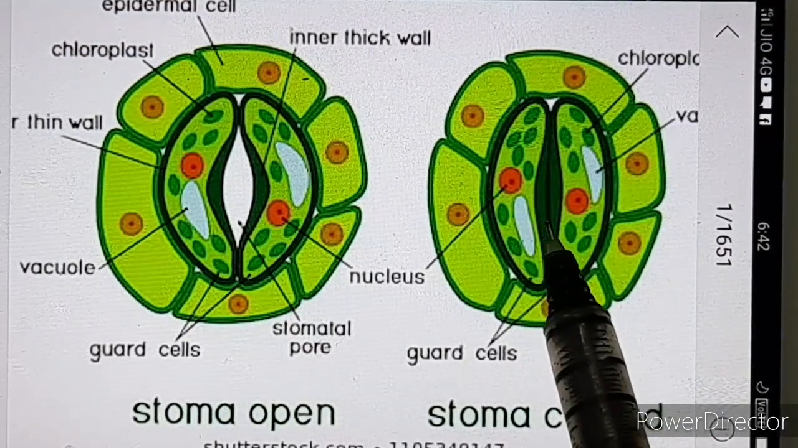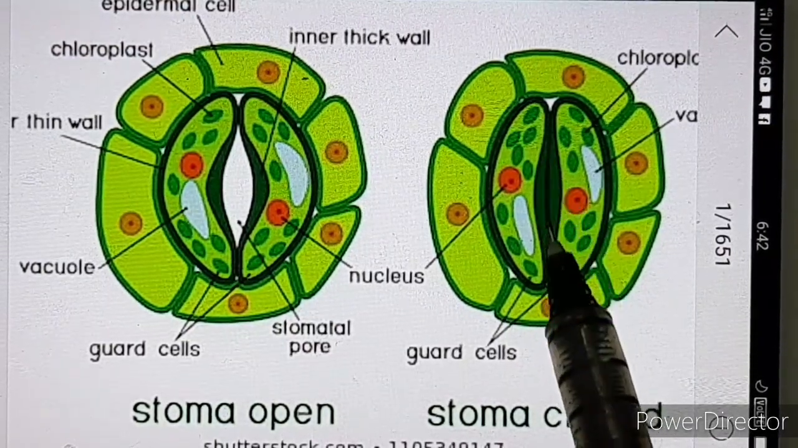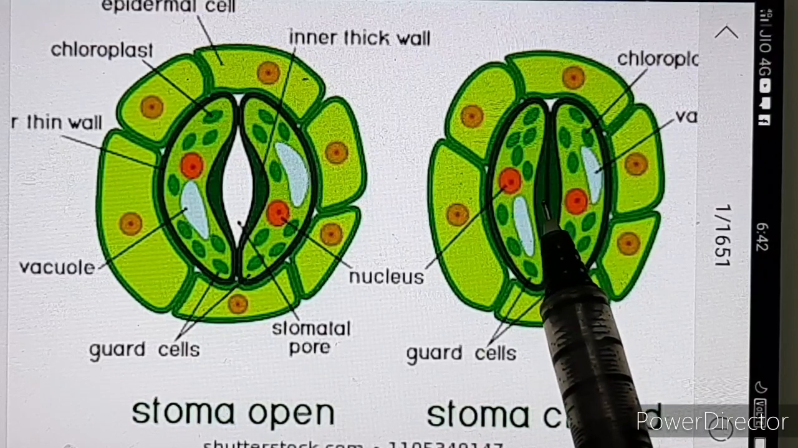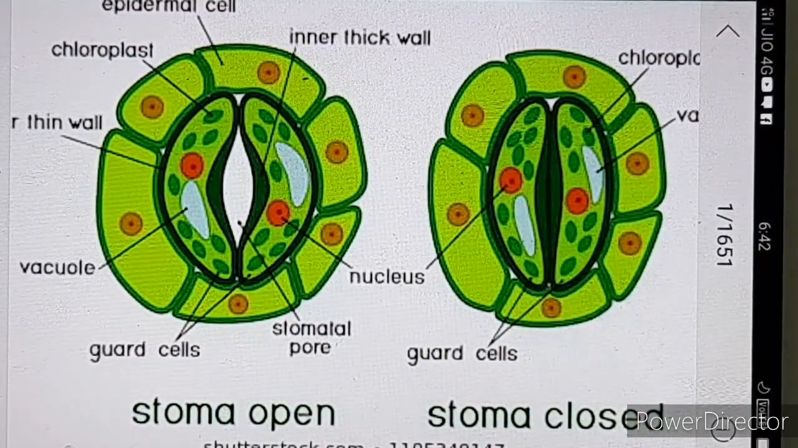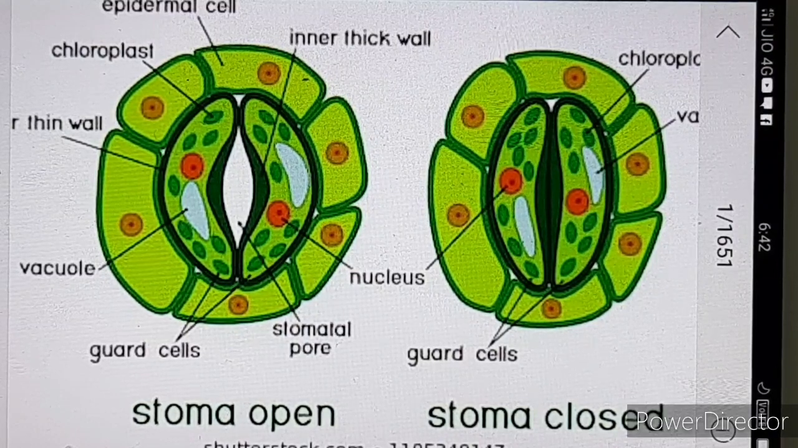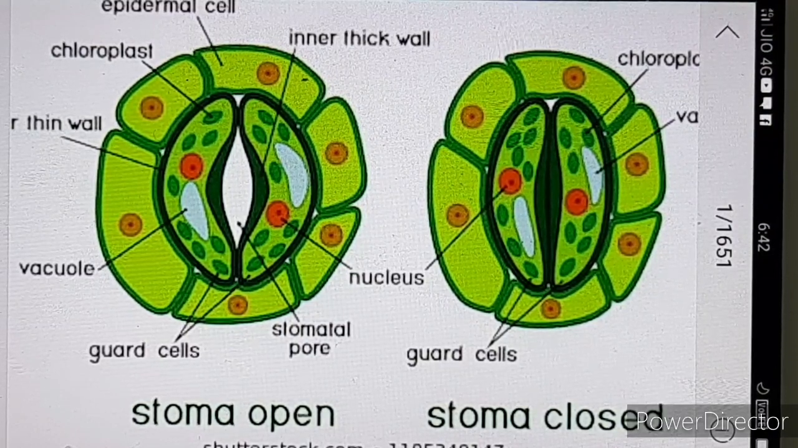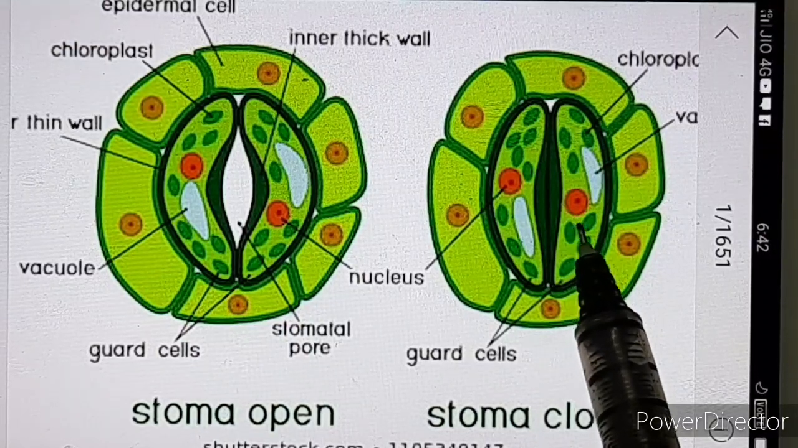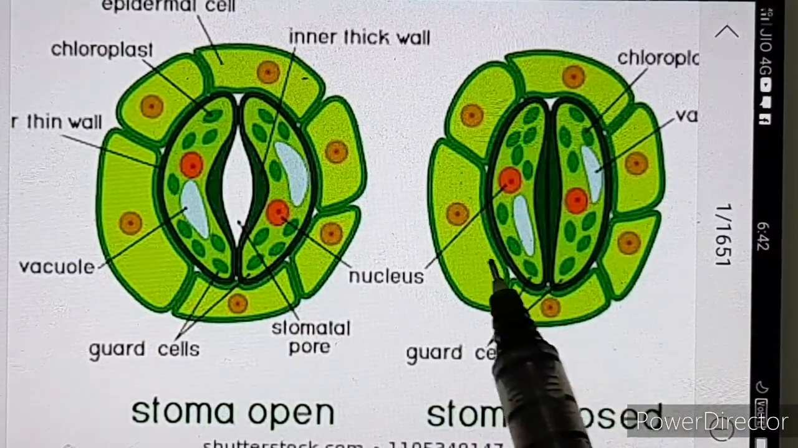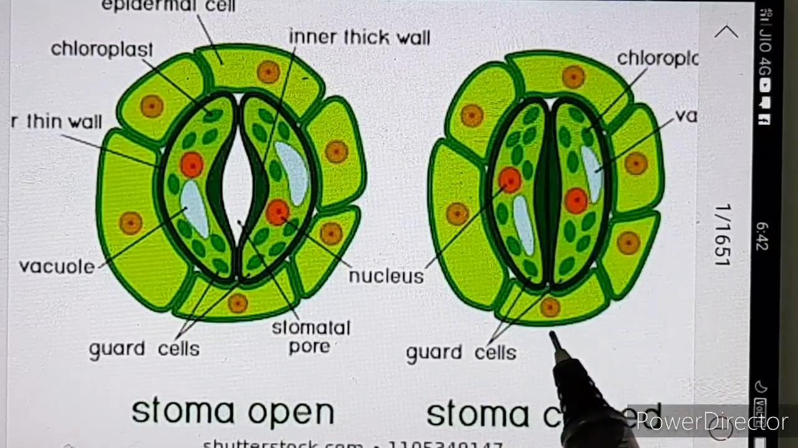While the stomata is closed during the night time, the stomatal opening is closed, because there is no photosynthesis during the night time. The sugar production stops, making the cell sap of guard cells hypotonic. Hypotonic means less in concentration in comparison to the subsidiary or adjacent cells.